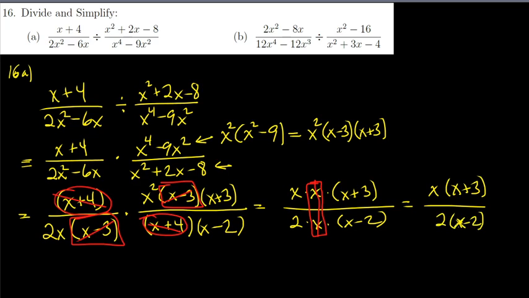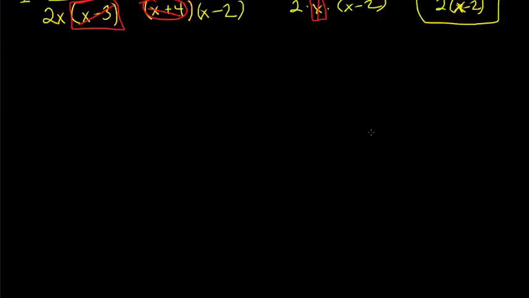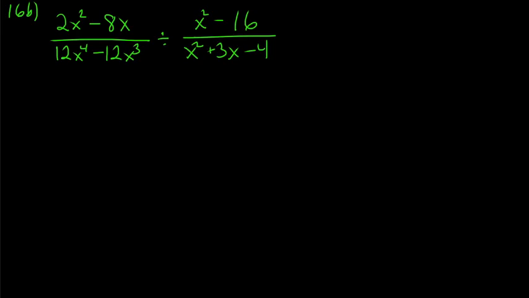Oops. That's supposed to be an x. Okay, good enough. And then for 16b, we're dividing 2x squared minus 8x over 12x to the 4th minus 12x cubed by x squared minus 16 over x squared plus 3x minus 4. All right, well, first, before we do any simplifying, let's just keep, change, flip: keep the first fraction exactly as it is, for now anyways. Change to multiply, and then flip the second fraction, right? Take the reciprocal.